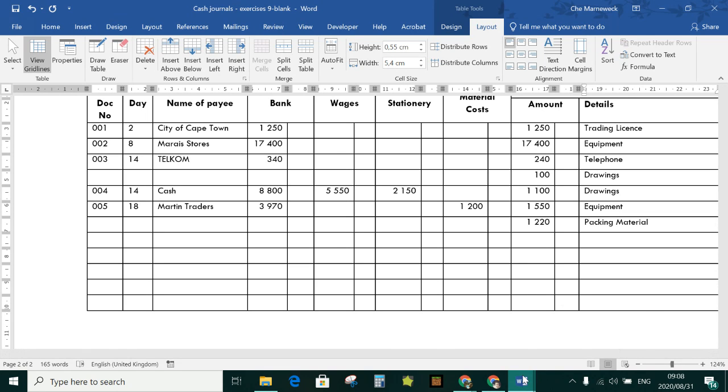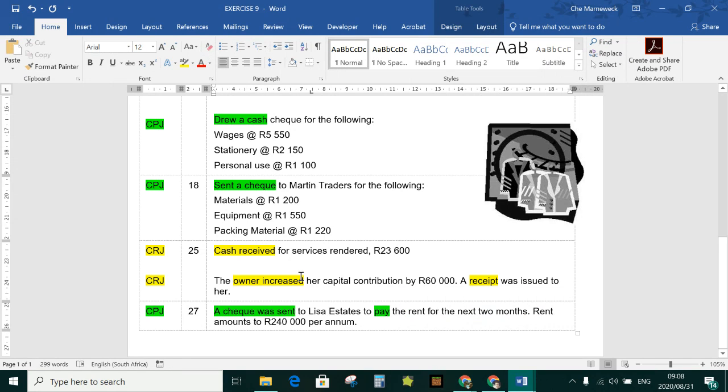Okay, then we need to have a look. Do we have any more transactions left for the month? And we do. The last transaction is on day 27. A check was sent to Lisa Estates to pay the rent for the next 2 months. Rent amounts to 240,000 per annum. Now, hopefully, you know that per annum means per year. So we would need to divide that total amount by how many months there are in a year. So 240,000 divided by 12 will give you an amount of 2,000 Rand per month.